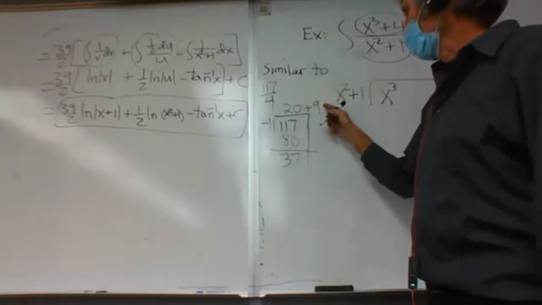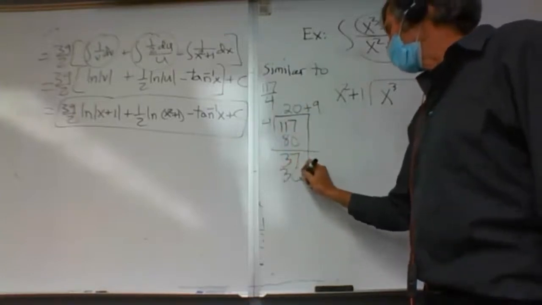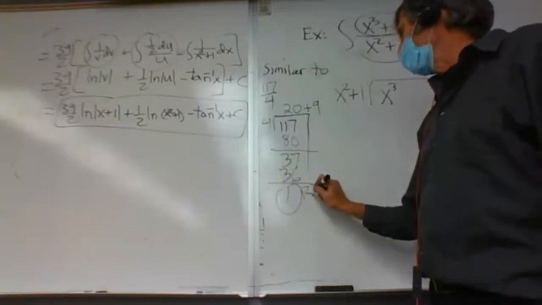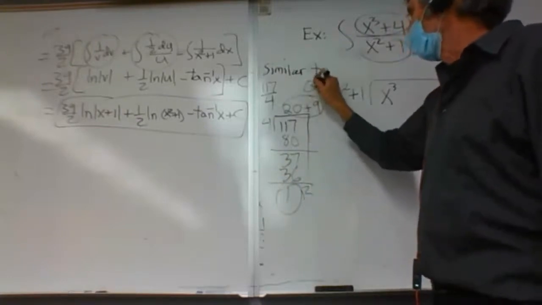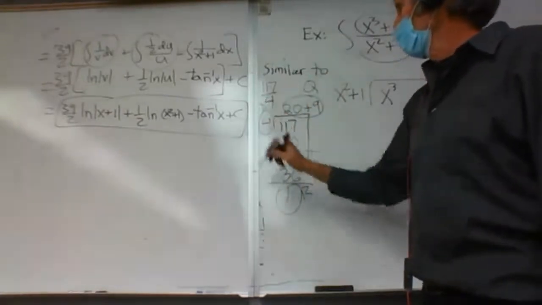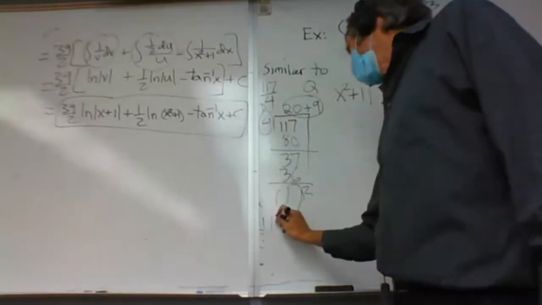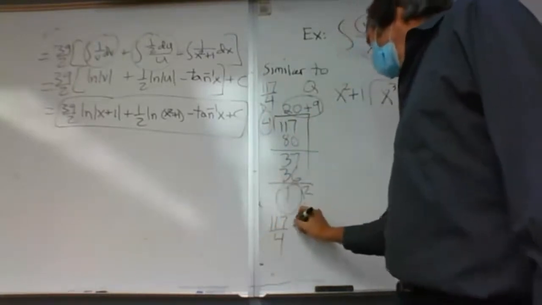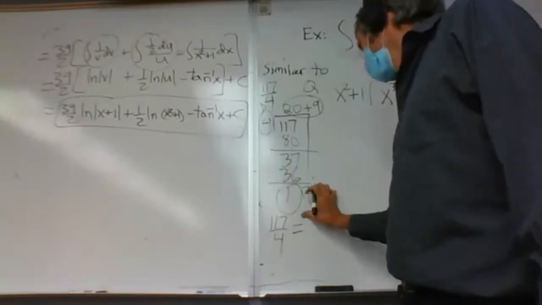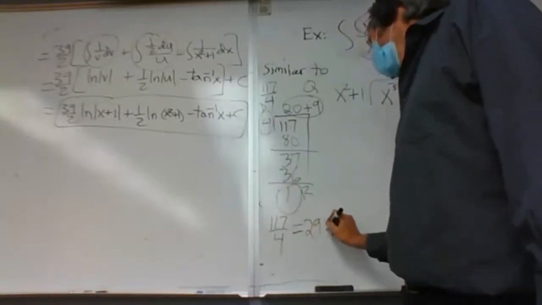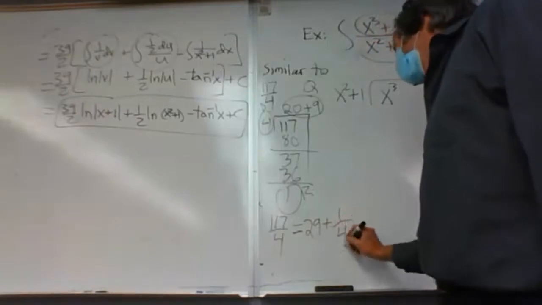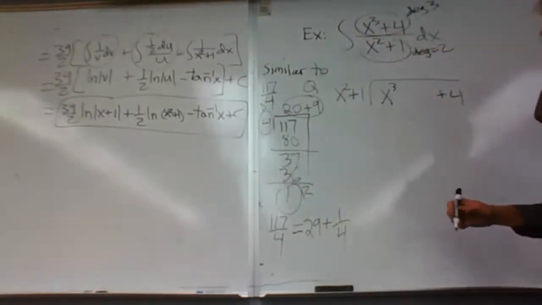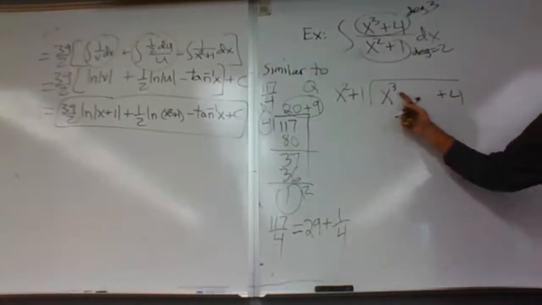Now, how many units times 4 goes in there? 9 times 4 is 36. So I put plus 9. 9 times 4 gives me 36, and then I've got a remainder of 1. So this is my remainder, this is my quotient, 29, and this is my divisor. That says I can rewrite 117 over 4 as the quotient 29 plus the remainder 1 divided by the divisor 4, right?